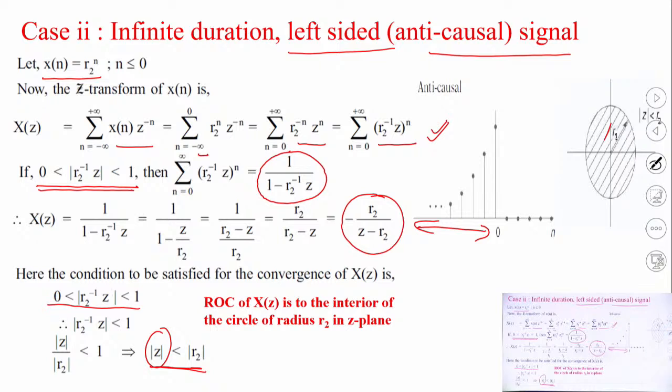Okay. So here mod z is less than r2. Okay. So ROC of X(z) is the interior of the circle of radius r2 in the z plane, and in this case if it is an infinite duration signal, then z equals to 0 is also part of the ROC.